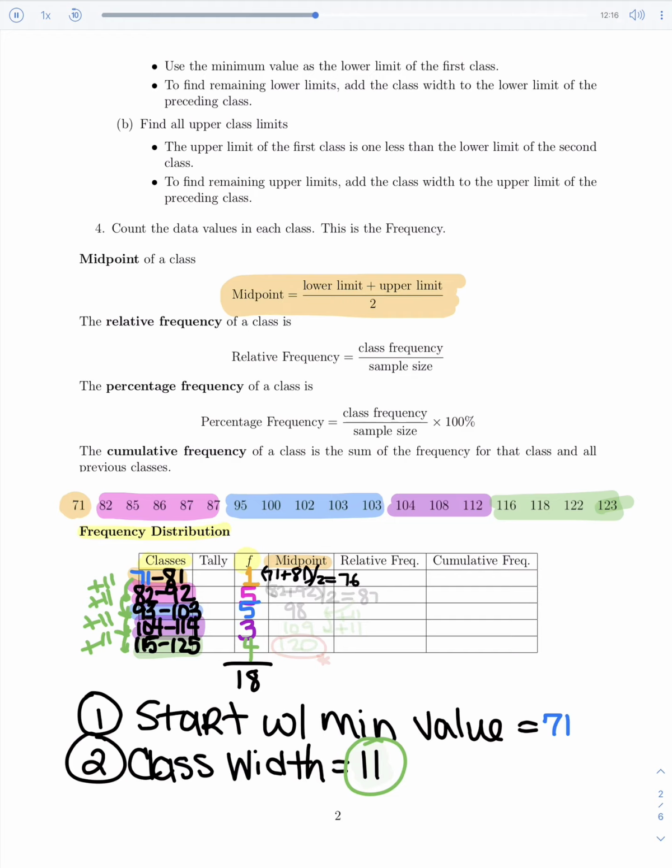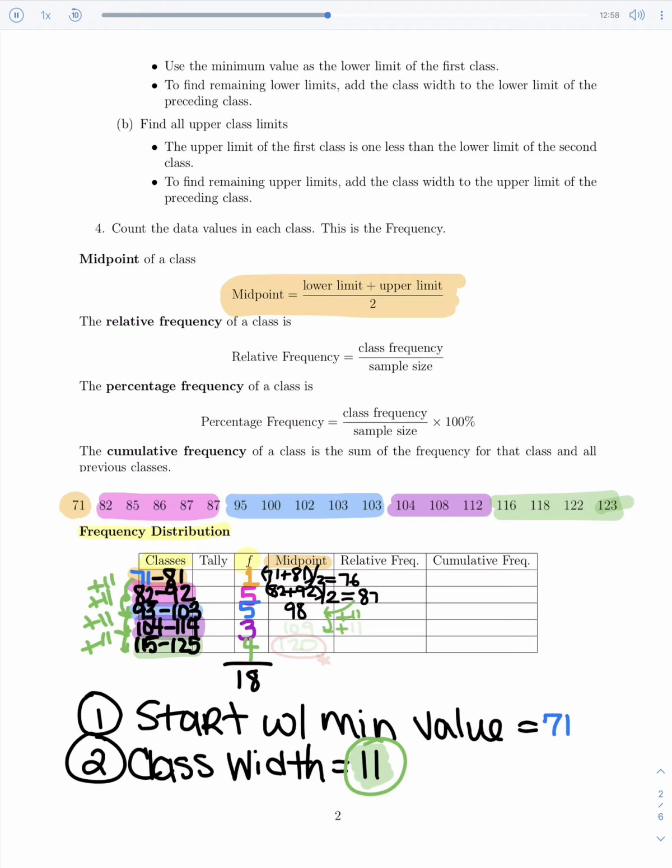And then I could do the same thing for the second one, 82 plus 92, and then divide by 2, which would get me, without any math, I actually know it's already going to be 87. And I already know what the next one's going to be. It's going to be 98 without any work. How did I come up with 98 without doing any work? Well, that's the trick: using your class width when you can. Once I've got one of the midpoints, I can use the class width each and every time, add 11.